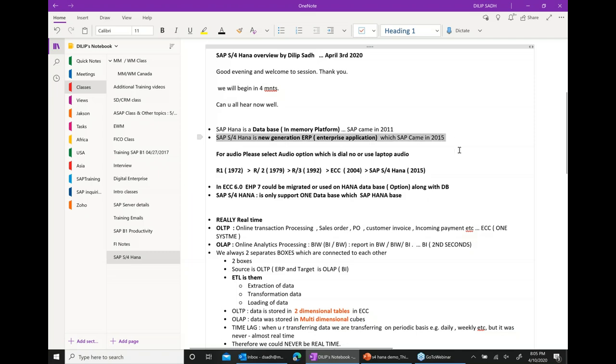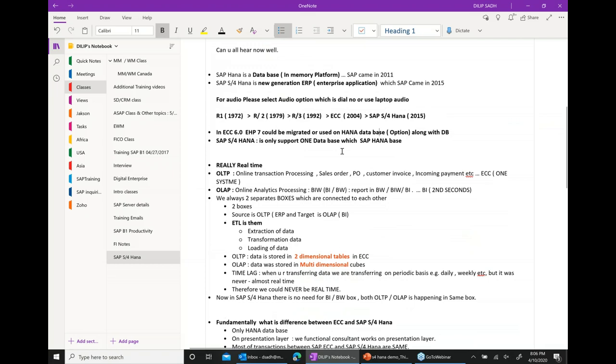And then SAP S/4HANA is a new generation ERP. This ERP came in 2015, so this is the new dimension ERP, which is available since 2015.